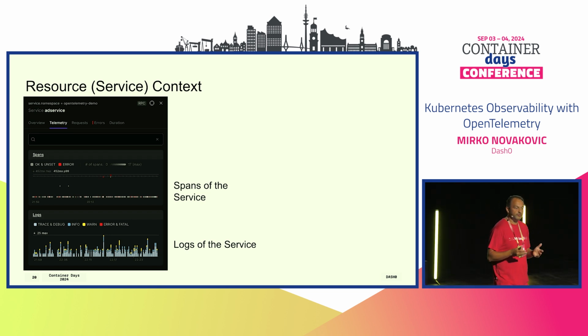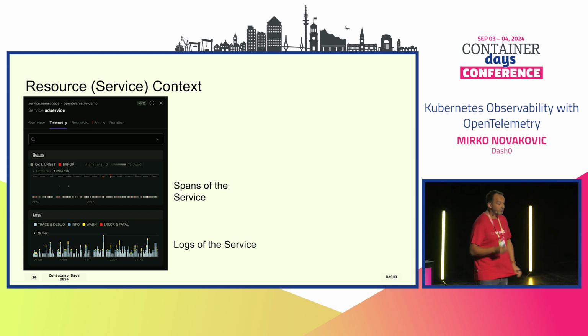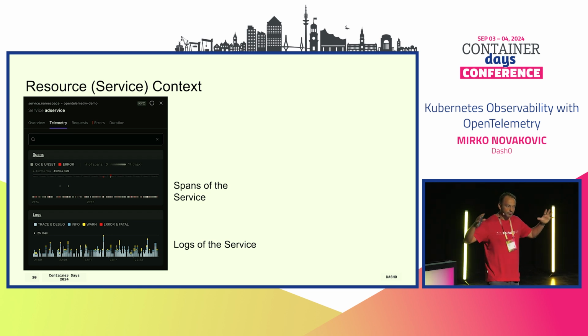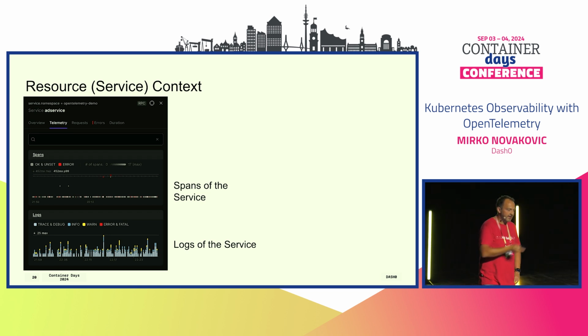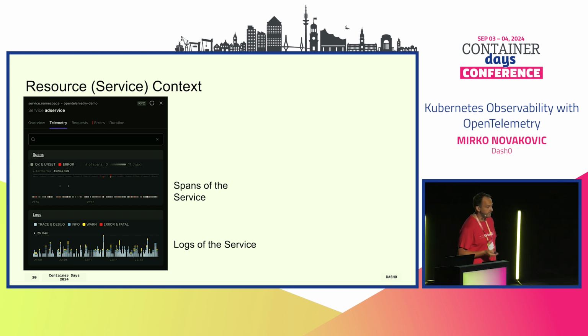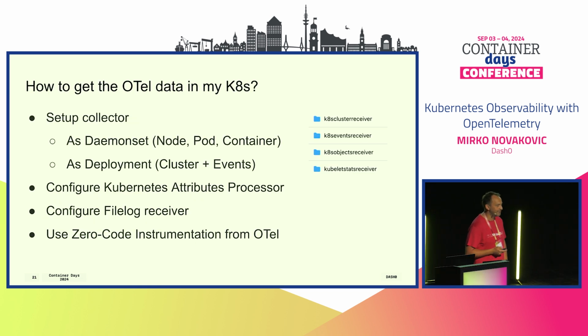Again, a resource could be everything. Show me all the logs of the cluster, of the pod, of that container, of a service, doesn't matter, of an operation. So you can use anything that is a resource in OpenTelemetry to nail it down, get the context, and get a view on the spans and logs, right? So you can see I'm a big fan of OpenTelemetry.